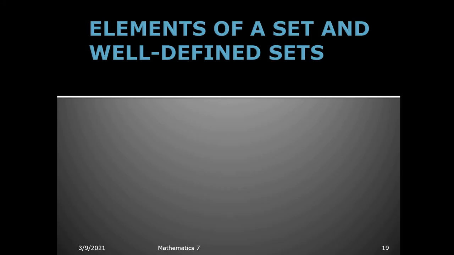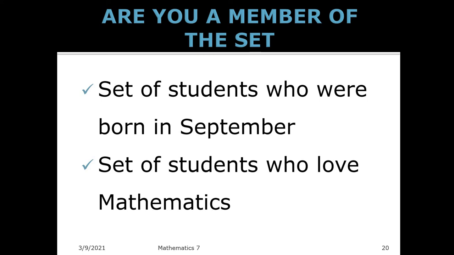Now, elements of a set and well-defined sets. When you say the set of students who were born in September and the set of students who love mathematics, we can list down the students or our family members who were born in September. For the second one, it's very difficult to quantify who those students are who love mathematics.